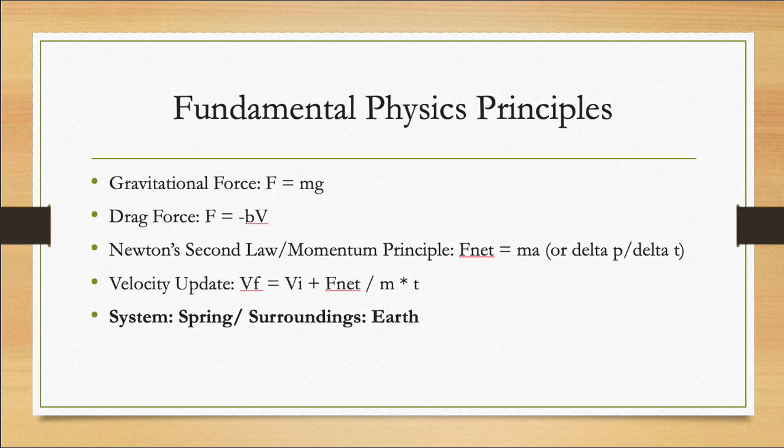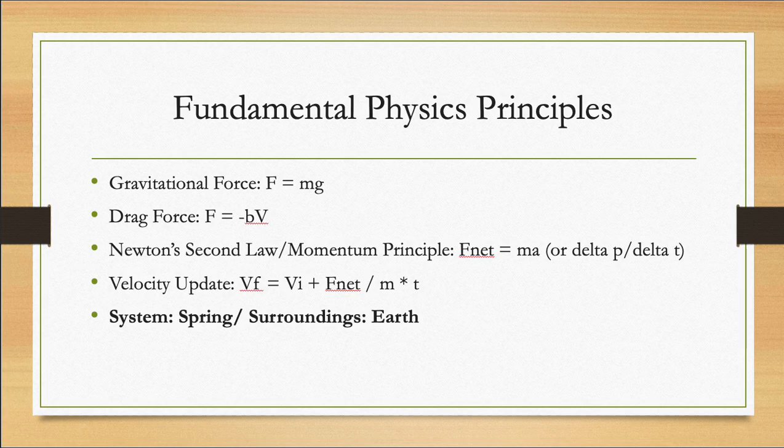Some fundamental physics principles in this experiment are the gravitational force, which is equal to the negative mass times the gravity constant, negative 9.8. We've also got the drag force, which is equal to negative the drag constant times velocity. We've also got Newton's second law, also known as the momentum principle, which is the net force is equal to mass times acceleration, or the net force is equal to change in momentum divided by the change in time.